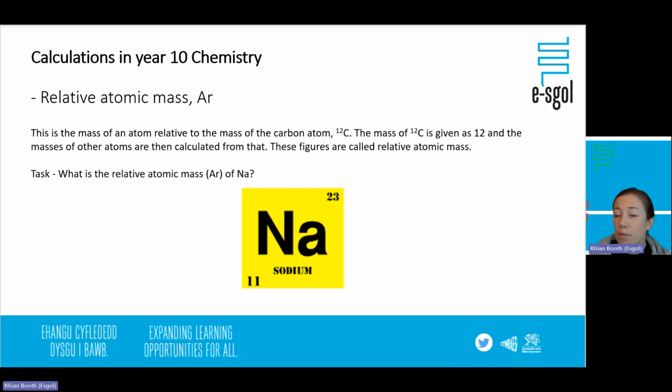Well, hopefully, we've got 2 numbers to choose from there. Hopefully you remember from the previous session and from work you've done in school that the biggest number, 23 there, is the relative atomic mass. That is the number of protons and neutrons within an atom. And the smallest number, of course, is just the number of protons. Okay, that's the atomic number.